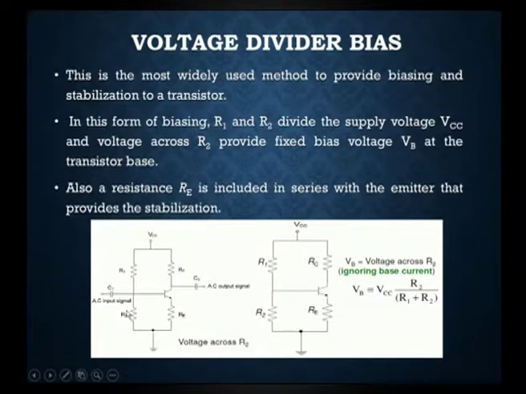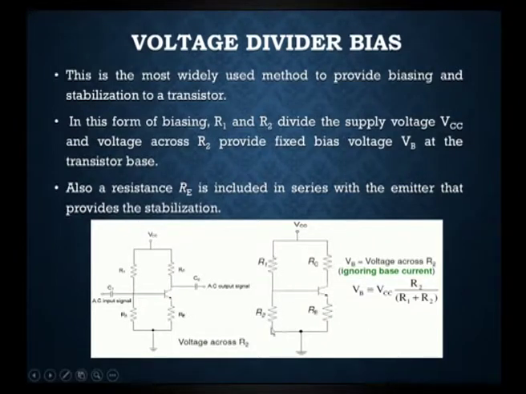This gives a fixed bias voltage, and R1 and R2 divide the VCC. R2 is what helps in maintaining the fixed bias voltage VB at the transistor base. We also need to know that a resistor RE is included in series with the emitter, which provides the stabilization. So RE helps for the stabilization, R2 leads to the fixed bias, and R1 and R2 make the voltage division. This is the circuit arrangement for voltage divider bias.